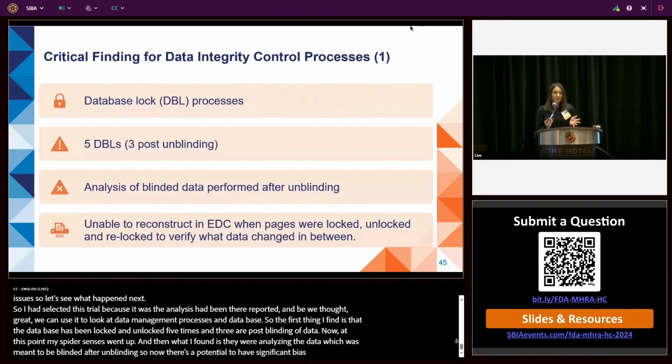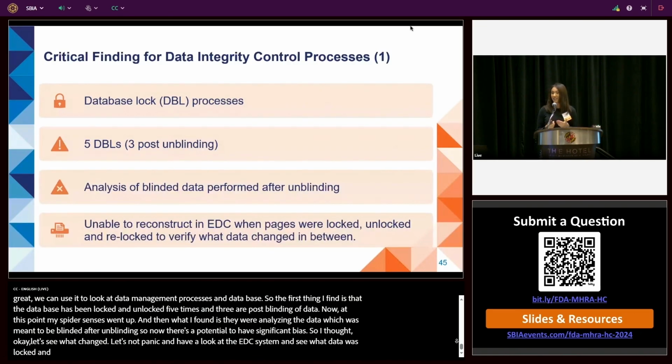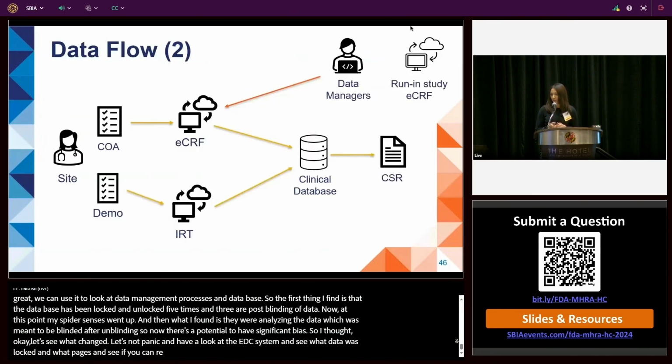So I thought, okay, let's see what changed. Let's not panic. Let's go and have a look at the EDC system and see what data was locked, unlocked, what pages, and see if we can reconstruct that. Couldn't do that easily, and I couldn't verify that. So there's a reason why that got extra complicated.